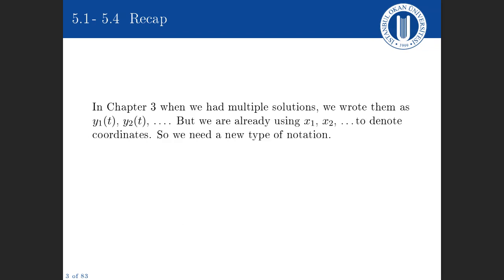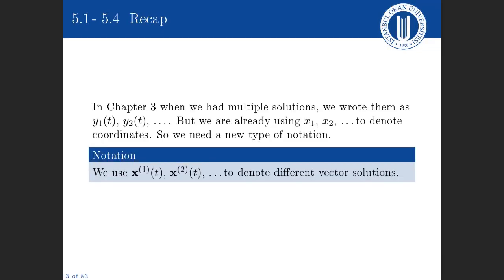I want to extend some of the ideas from chapter 3 to systems. In chapter 3, we had multiple solutions to a second or higher order differential equation, and we were writing them as y1 of t, y2 of t, etc. But we can't use the same notation here because we're already using x subscript 1, x subscript 2, etc. to denote coordinates or different variables. So we need a new type of notation for the different solutions to an equation.